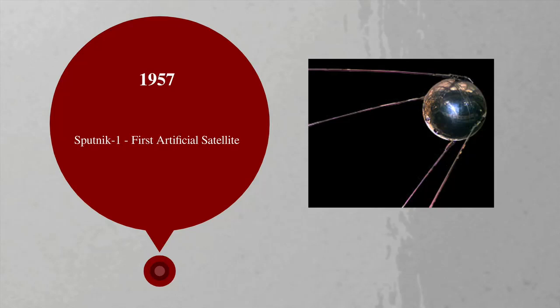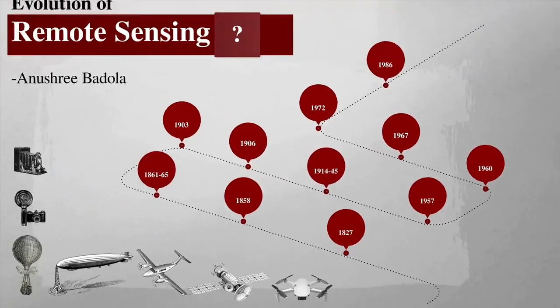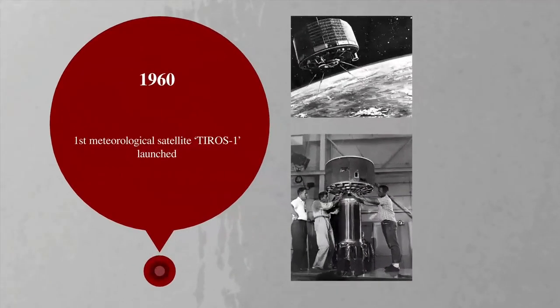Then in 1957, the first artificial satellite was launched by Soviet Union named Sputnik. We call it the artificial satellite because we do have a natural satellite as well, the moon. In 1960, the first meteorological satellite, TIROS-1, was launched for getting weather information.